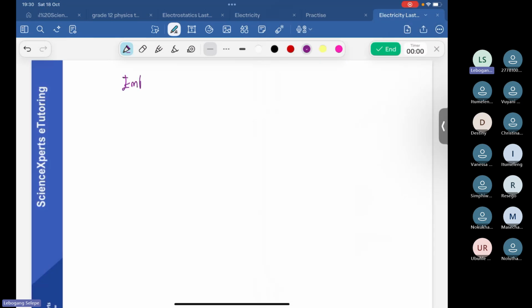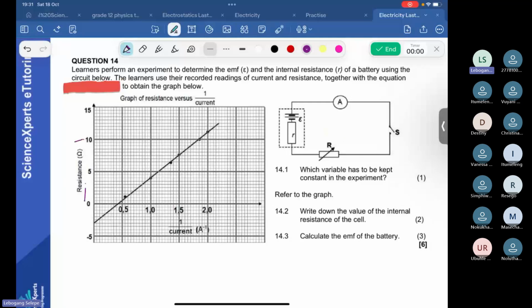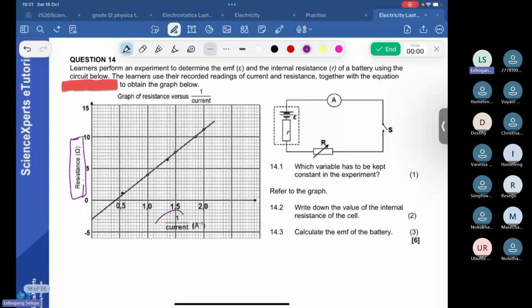EMF is equal to IR plus V external, right? Sorry, let's write it the way it is on the formula sheet. It's r plus R multiplied by I. So the question here wants the relationship between R, you see this is capital letter R, and 1 over current, right? This is the relationship that the graph is showing. So this is our y value, this is our x value.